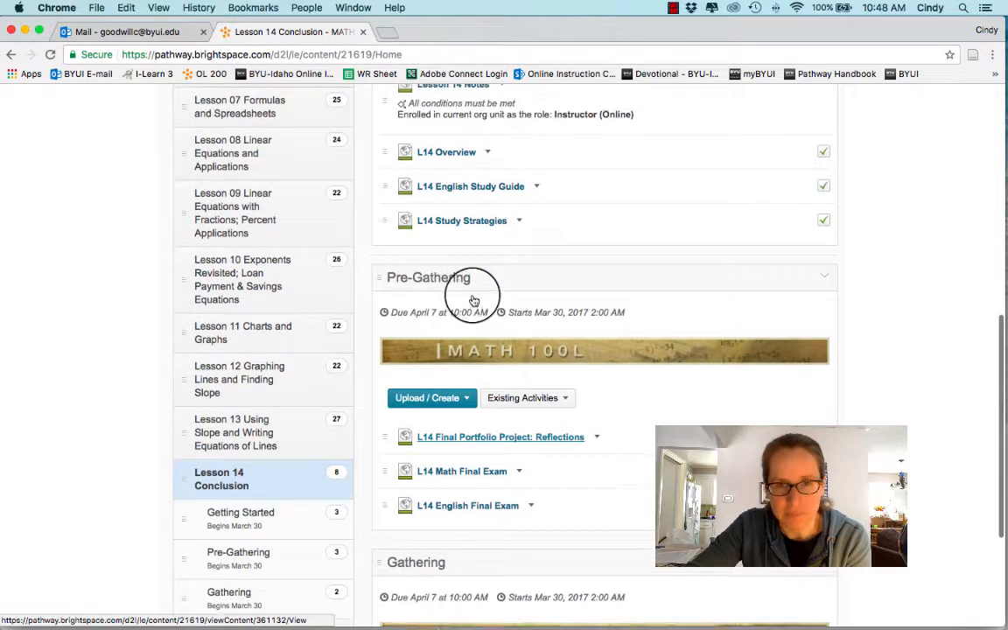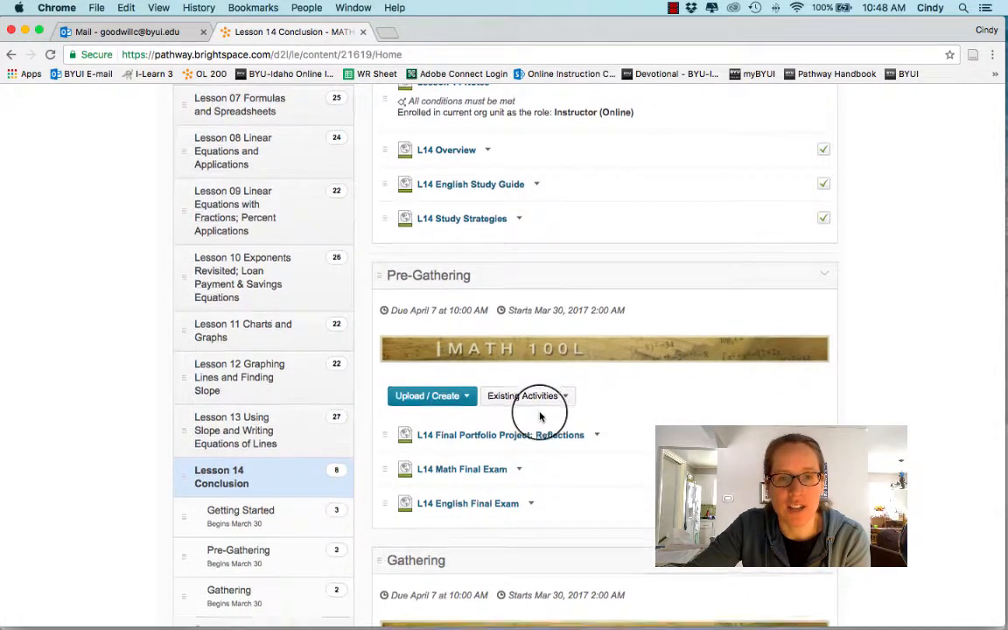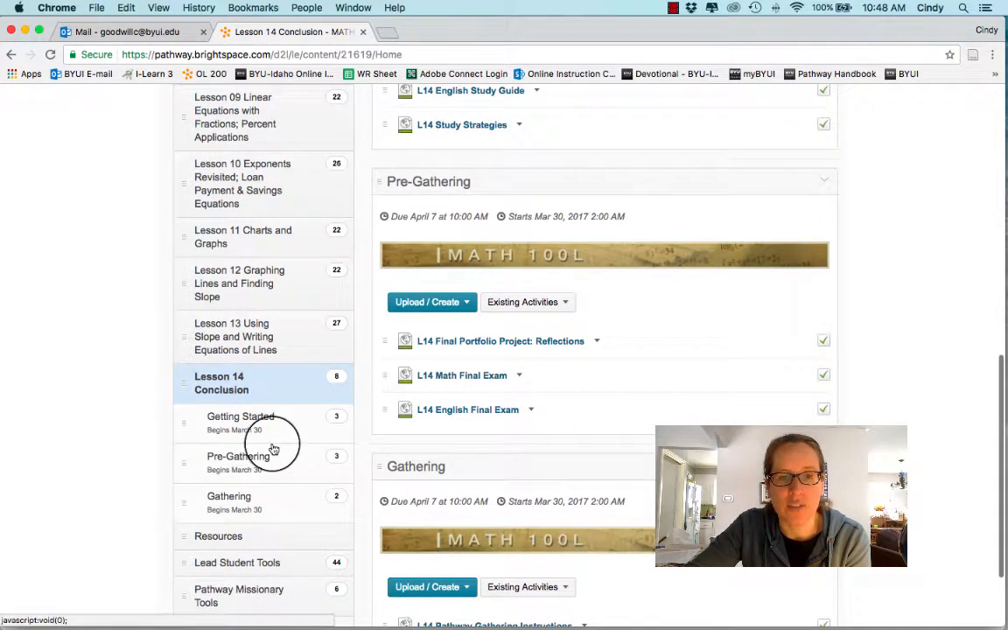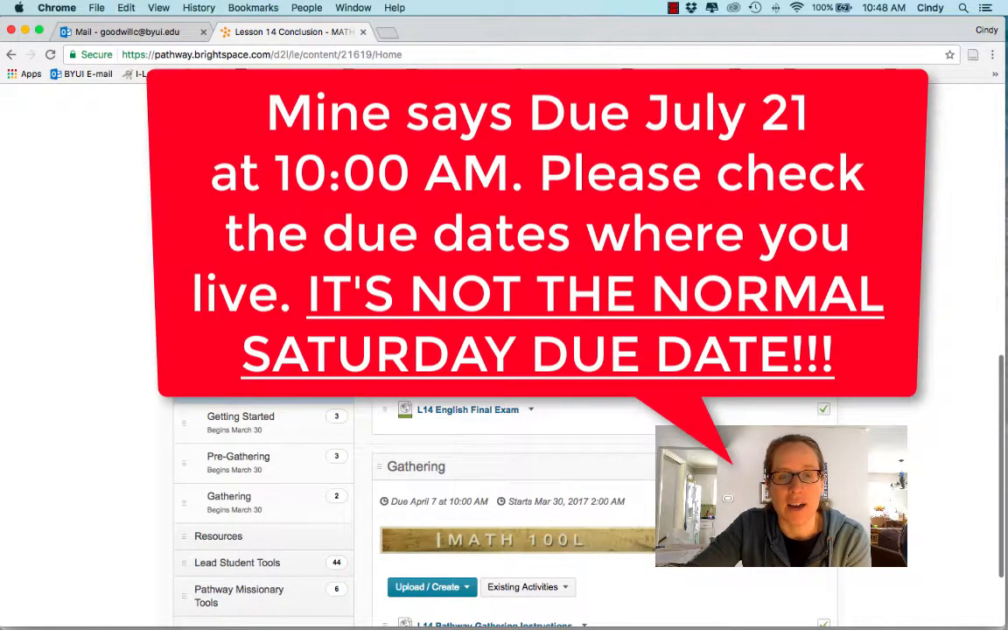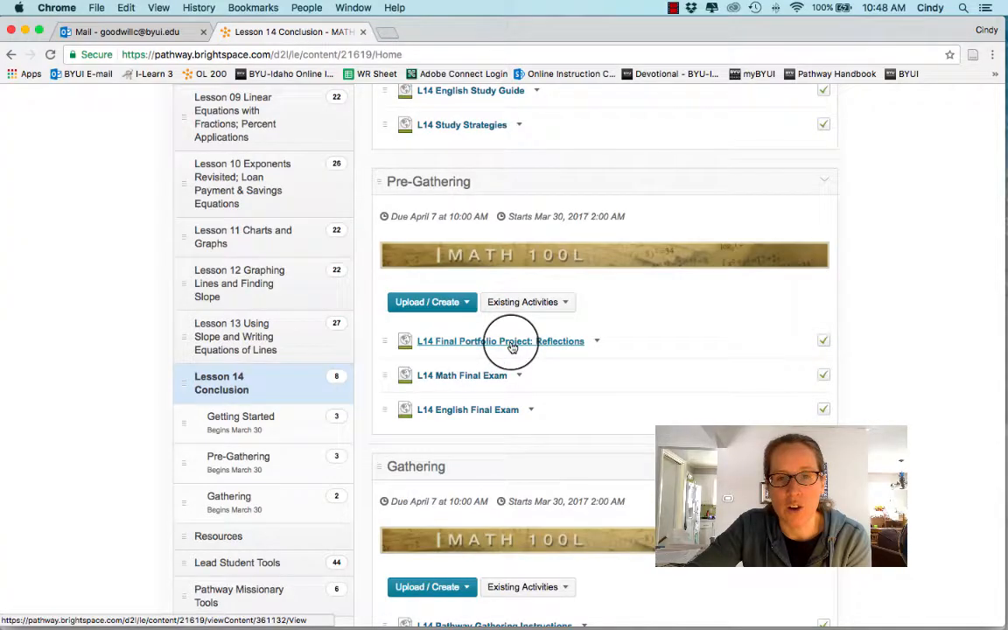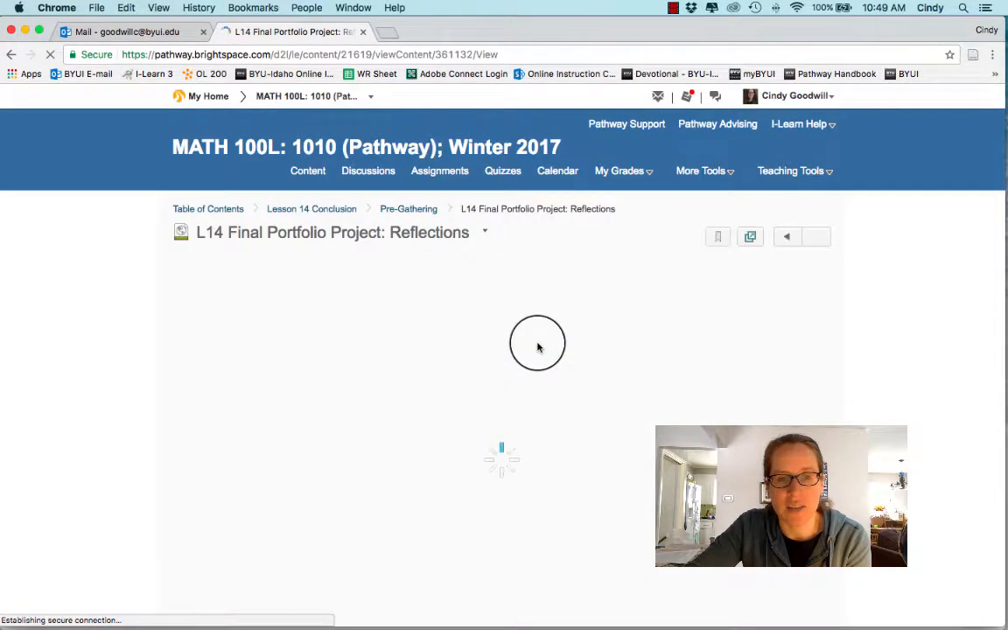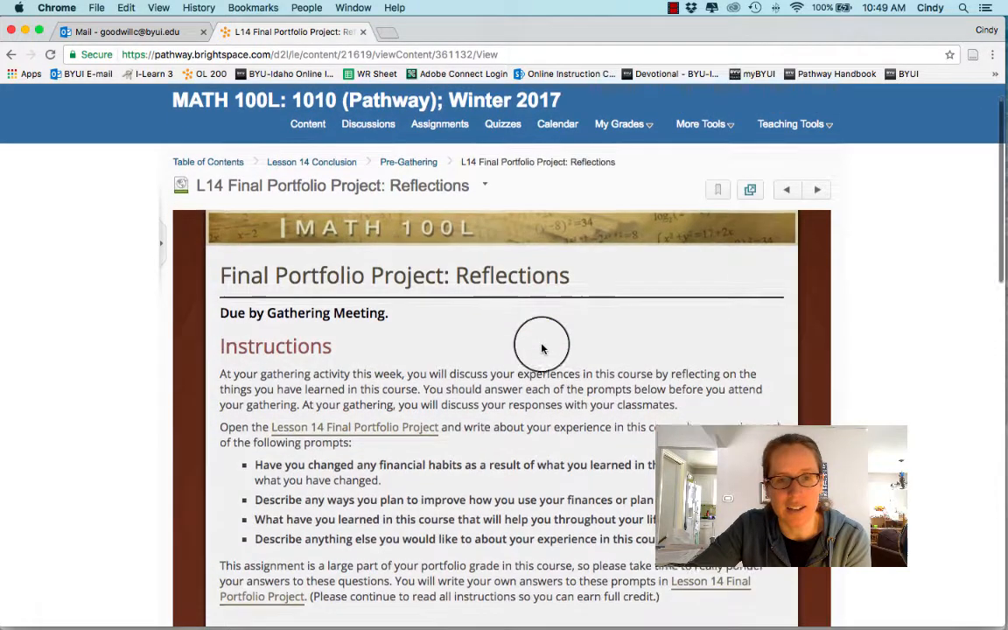You will have 3 major assignments due, and if you need to pay attention to the due dates, you have a portfolio project due, and I will go over this in just a second, a math final exam and an English final exam. Make sure you plan your time accordingly so you can get all those done in the right amount of time. This portfolio project needs to be done before the gathering on Thursday night.